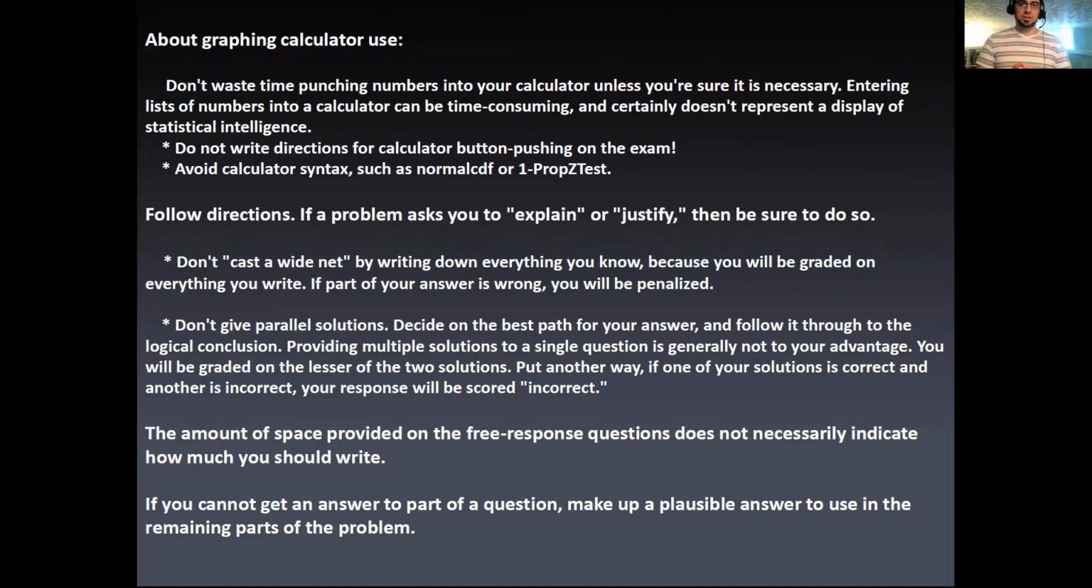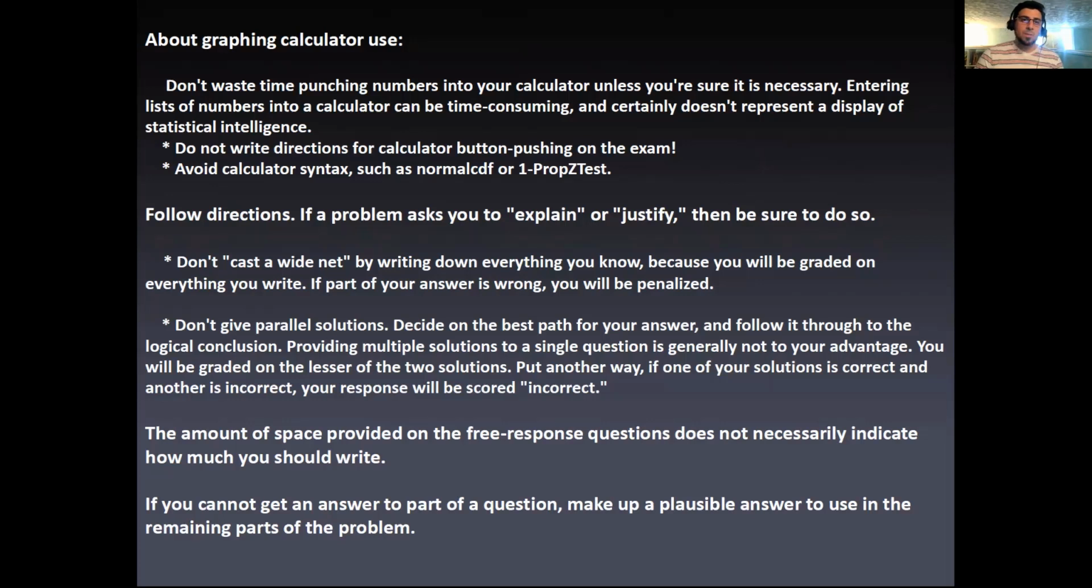Also, make sure you're following directions. If a problem asks you to explain or justify, make sure you do that. Make sure you explain, make sure you justify, but at the same time, don't get too wordy. Don't write down everything you know, because you're going to be graded on everything that you write. The more you write, if you get very verbose and you're just writing all kinds of stuff, you're increasing the likelihood that you're going to cloud and be confusing. And if part of your answer is wrong, you're going to be penalized for that.